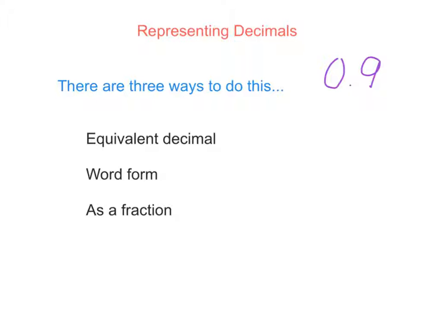So if I represent it three different ways here, I'm going to come down to an equivalent decimal. 9/10 would be the same as 90/100. The rule is you can add as many zeros after your decimal and it will not affect it. Now in word form, I would just write, just as I say the decimal, 9 tenths.